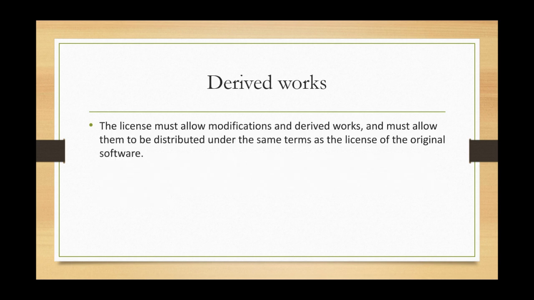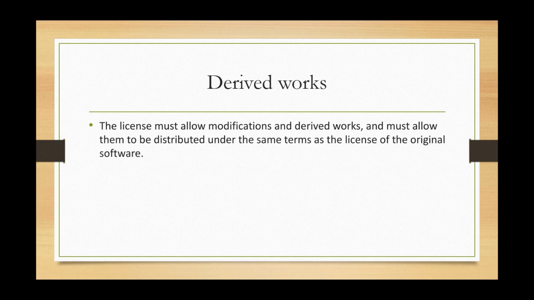The third criteria is about derived works. An open source license must allow modifications of the software and their derived works. So if you decide to say that your software is open source, then you should allow the people that acquire such software to modify it, and you should allow even the derived works.